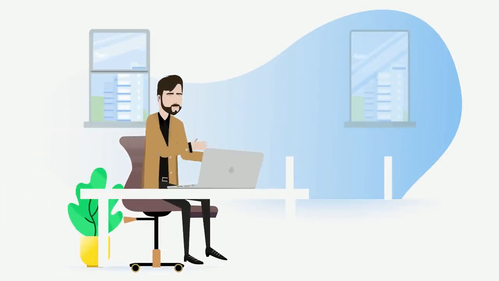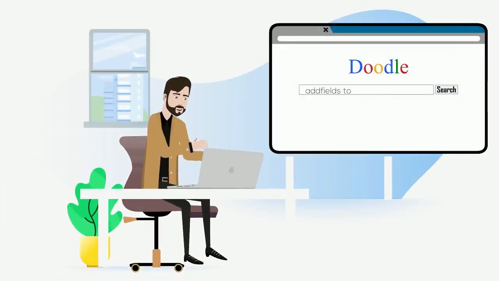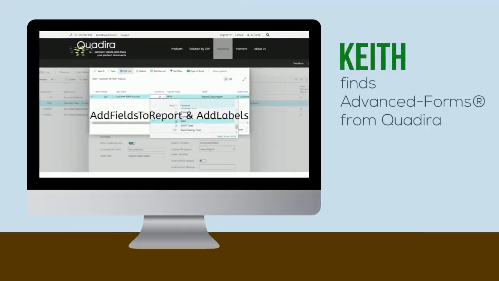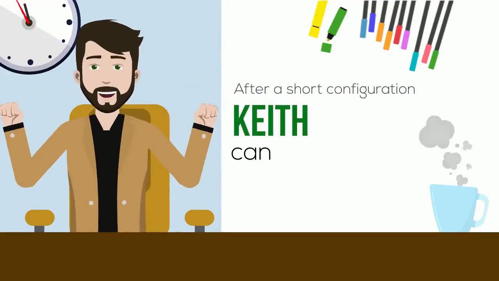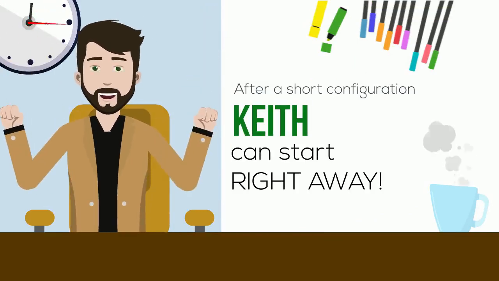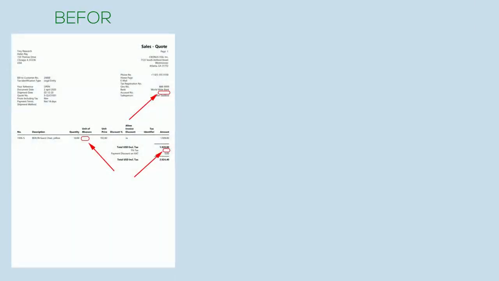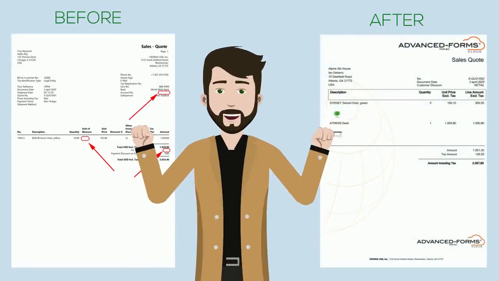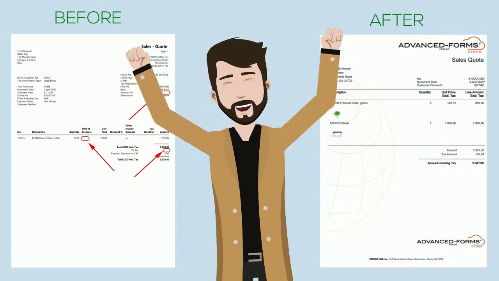So Keith decides to look for a solution himself. And finds the Add Fields to Report solution of advanced forms at Quadira. After a short configuration, Keith is capable of adding missing fields on his documents himself. From now on, Keith is able to quickly add fields to his documents with immediate results. Take control of your documents and missing fields and start doing it yourself.